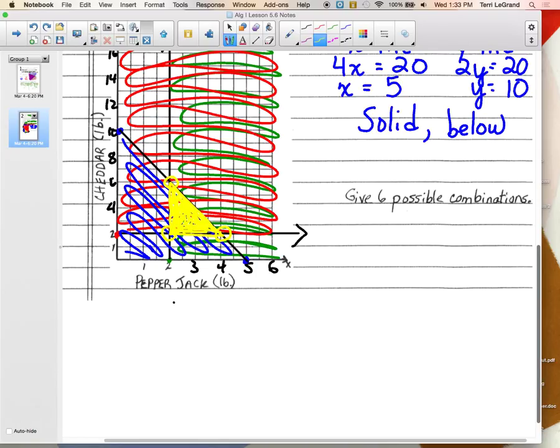So those count also. So we're not going to take the time right now to give 6 possible combinations because we're out of time. When you give 6 possible combinations, you pick them out as ordered pairs first, but then how do you describe them? X and Y. What's this point of intersection right here? Can somebody tell me what this one is? 2, 6. So we would say 2 pounds of pepper jack cheese and 6 pounds of cheddar cheese is how we would state that. Okay? Get that? Get out a sheet of loose leaf paper.